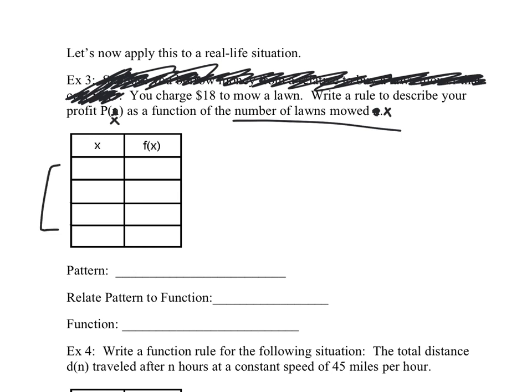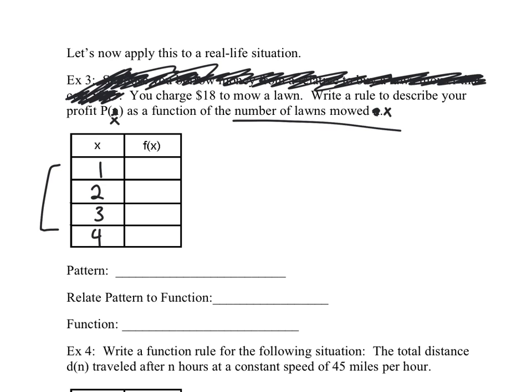What did you guys put in this first column? Doesn't even really matter. 1, 2, 3, 4. Did anybody work harder than Chase and mow more lawns? Anybody do like 10, 20, 30, 40? Anything like that? Okay, 1, 2, 3, 4 works.